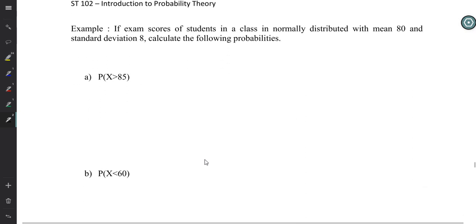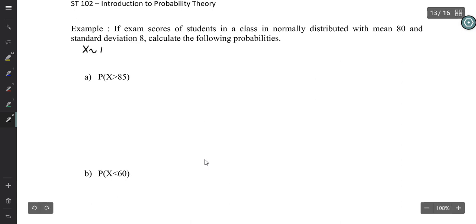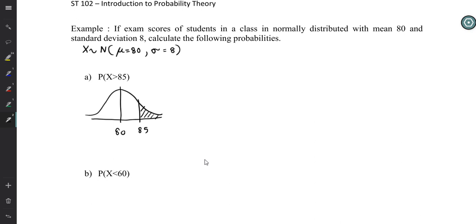So let's do an exact example. Exam scores of students in a class are normally distributed with mean 80 and standard deviation 8. That is the same example we discussed. So our X is normally distributed with mean 80 and standard deviation 8. You have to find the probability that X is greater than 85, this one. Greater than is everything above 85.